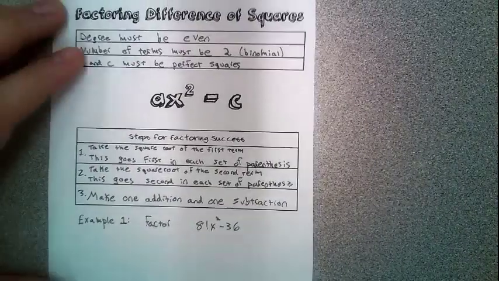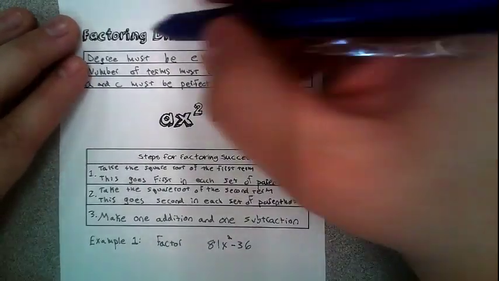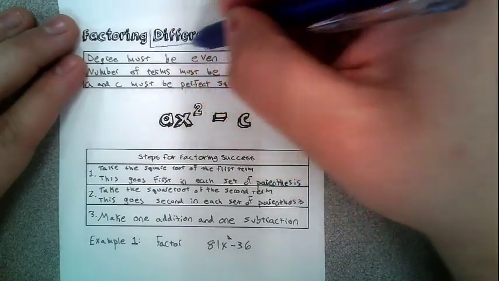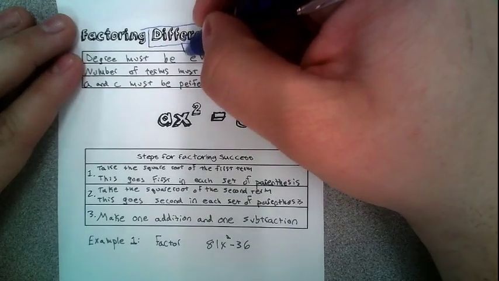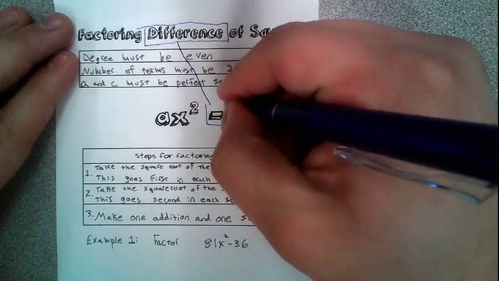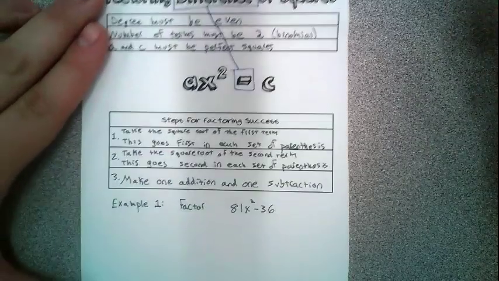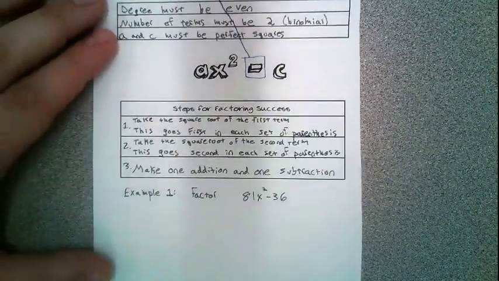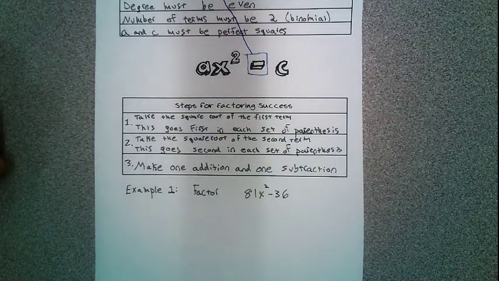So one thing I want to make sure that you notice is that in order to use this pattern, it's got to be the difference of squares. What that means is that this must be a subtraction symbol. It cannot be a plus sign, it can't be addition, it doesn't work. If it was an addition symbol, we would just say that it's not factorable, and we'd leave the answer as is.